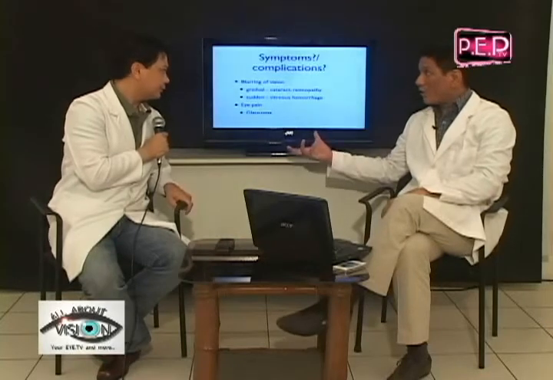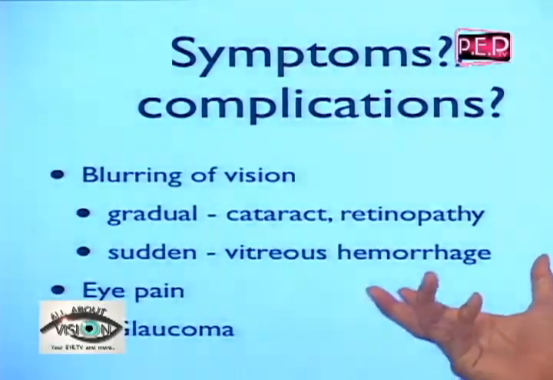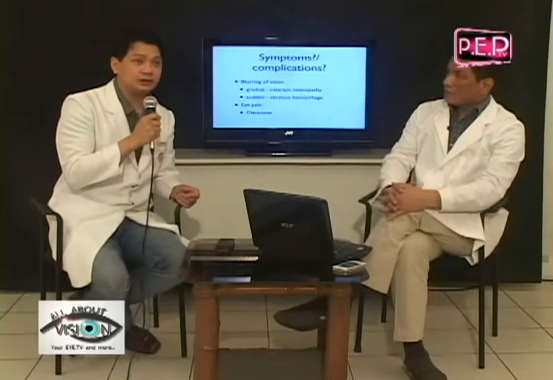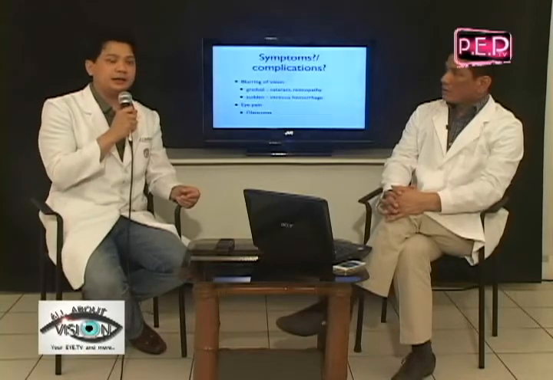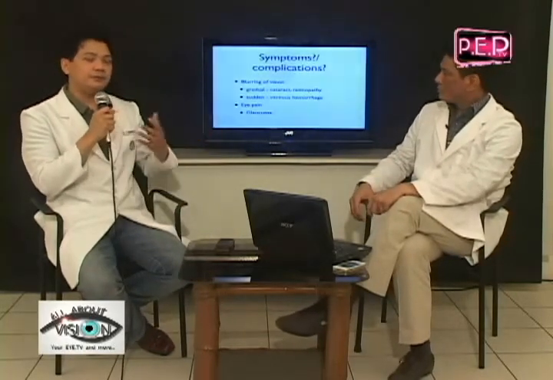In the slide it says blurring of vision can be gradual or sudden. So what can cause gradual blurring of vision in diabetic retinopathy? Well, cataract. Diabetes can also cause cataract, so that can be an example of gradual blurring. For sudden blurring of vision, if you have sudden hemorrhaging, that can cause it.